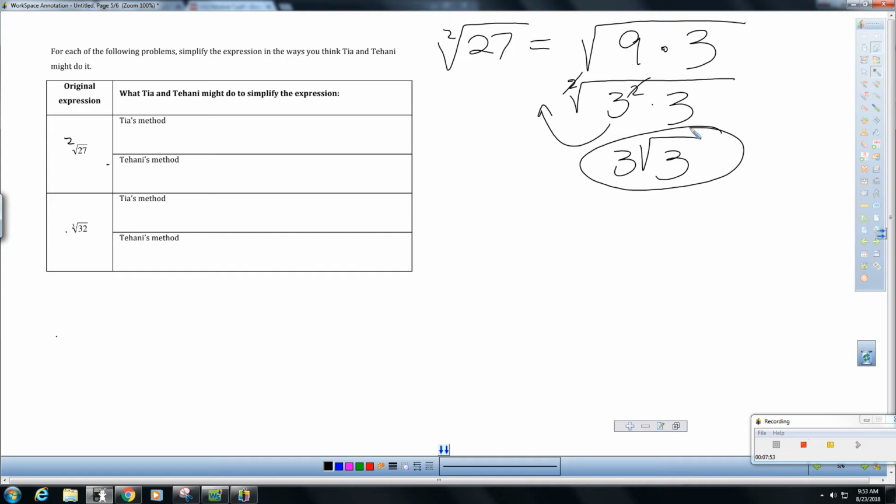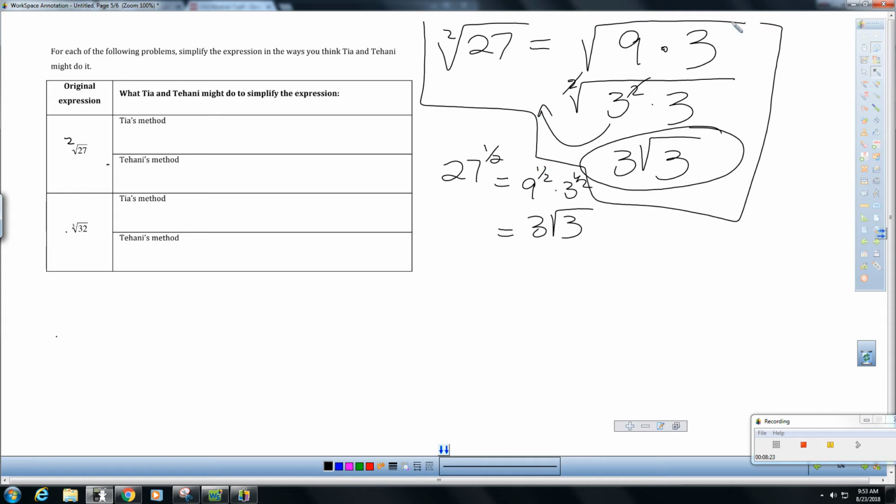Another method might be 27 to the 1/2, which is 9 to the 1/2 times 3 to the 1/2. 9 to the 1/2 is 3. 3 to the 1/2 is the square root of 3. You get the same thing. This is certainly my preferred method.